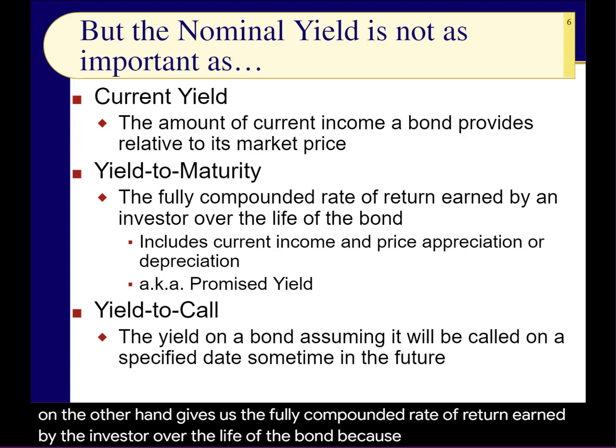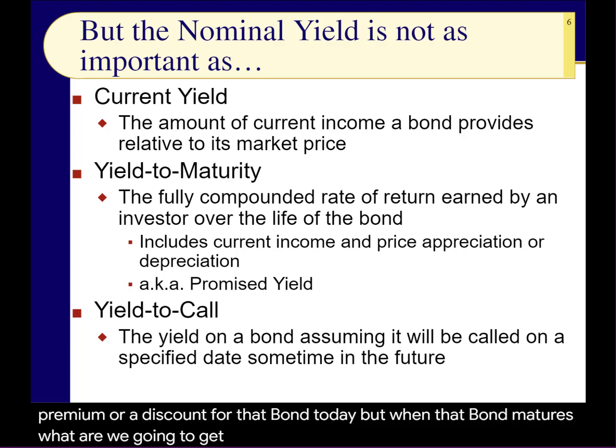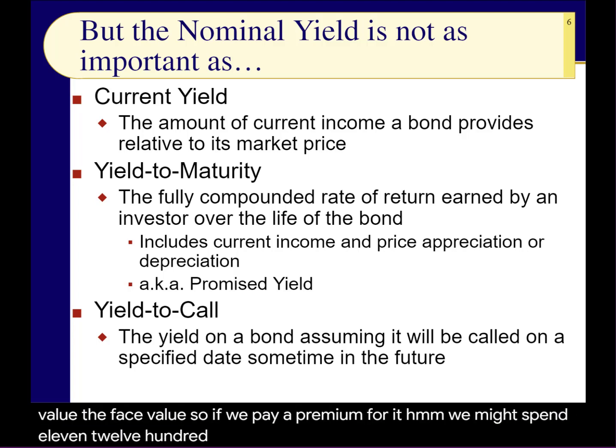Because we might pay a premium or a discount for that bond today, but when that bond matures, what are we going to get back? We're only going to get back the par value, the face value. So if we pay a premium for it, we might spend $1,100, $1,200 for a bond.